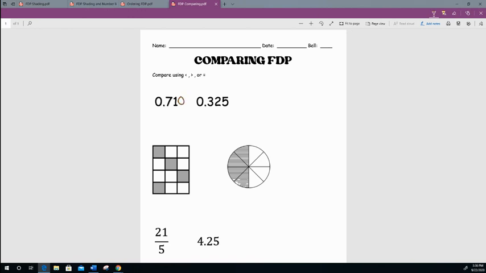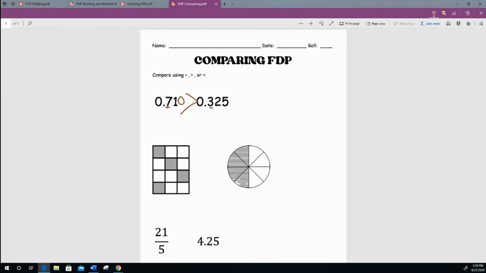So now this is like saying 710 thousandths, and this is saying 325 thousandths. If we look here in this first place, the tenths place, the 7 is greater than the 3. So this is automatically going to be greater than. Okay, so we would use our greater than symbol. And the nice thing about this one is that we were comparing 2 decimals.